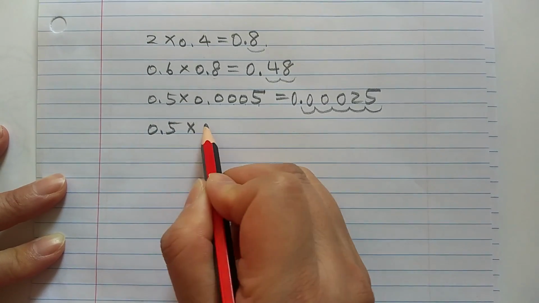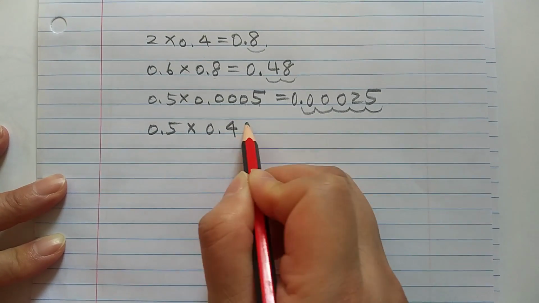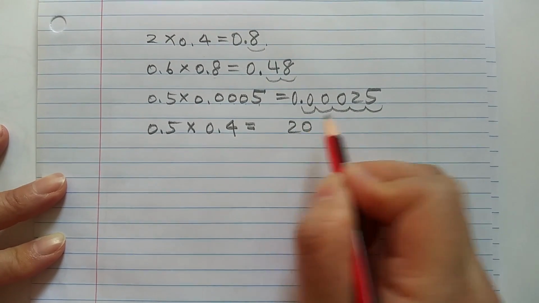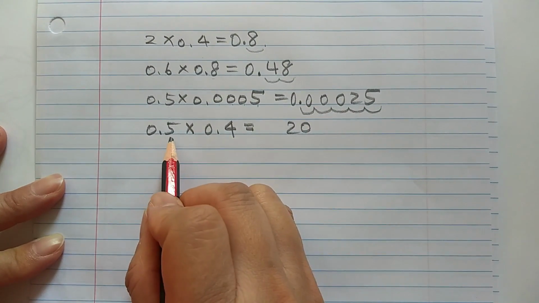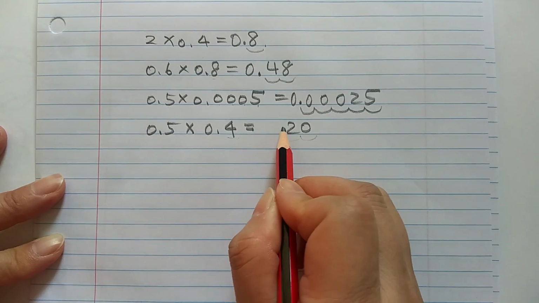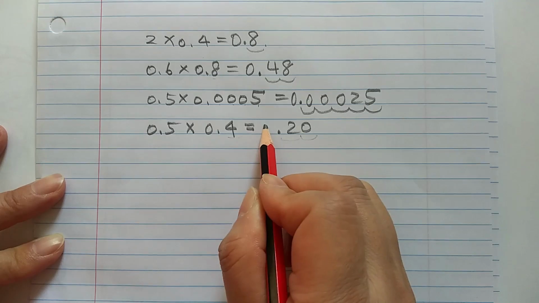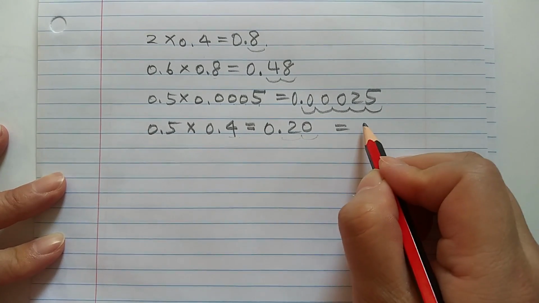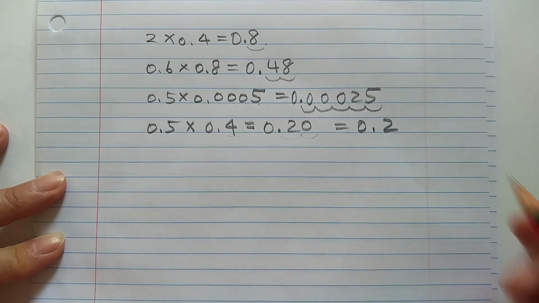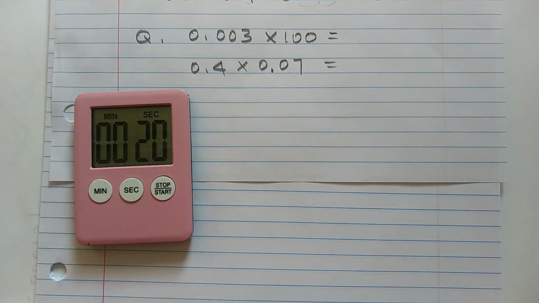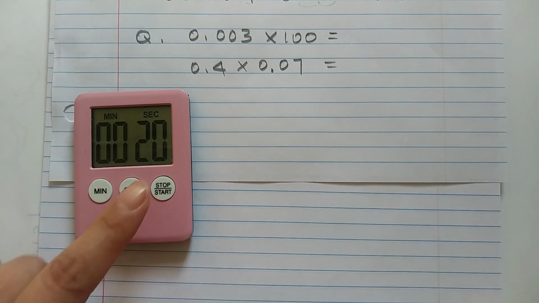0.5 times 0.4. 5 times 4 is 20, and move the decimal point 2 steps to the front, 1 and 2. Put the decimal point there, put 0, so it is 0.20, or it is 0.2. Try these two problems on your own. I will set 20 seconds. Begin.